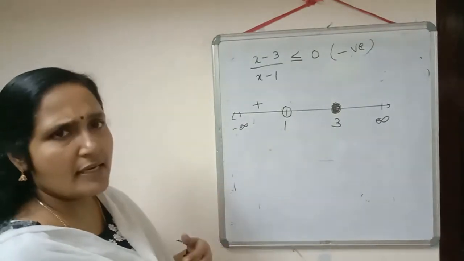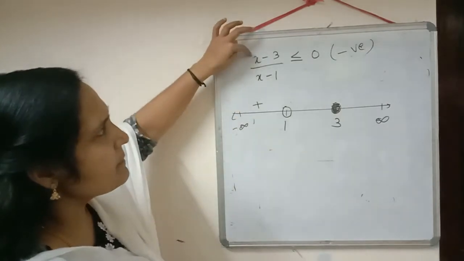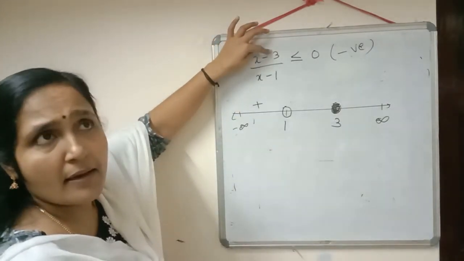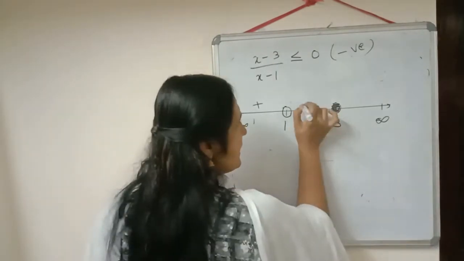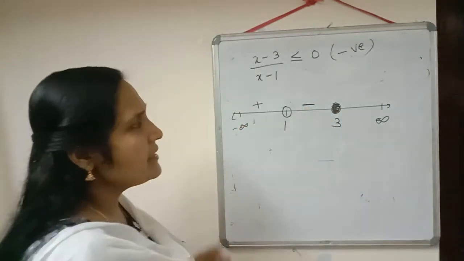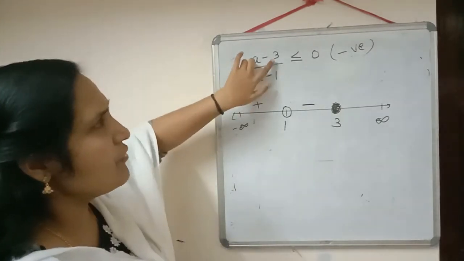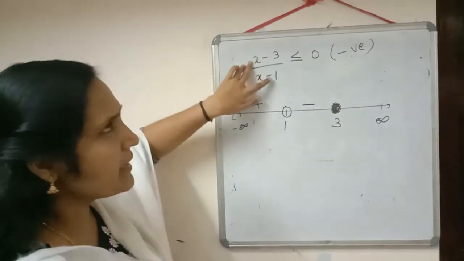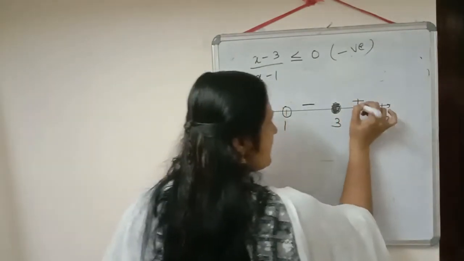Between 1 and 3, take any point there. 2 we can take. Then what will come? 2 minus 3, minus 1, by 2 minus 1, 1. So we are getting a negative number there. Between 3 to infinity, at any point there, 4. So what will come? 4 minus 3, 1, by 4 minus 1, 3. So 1 by 3. So we are getting a positive number there.